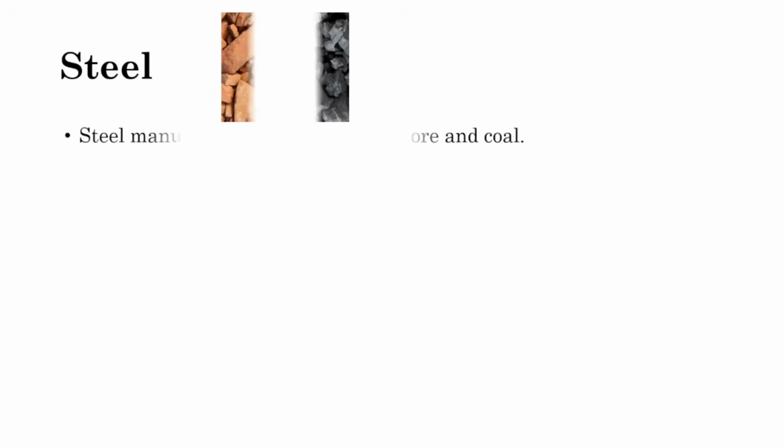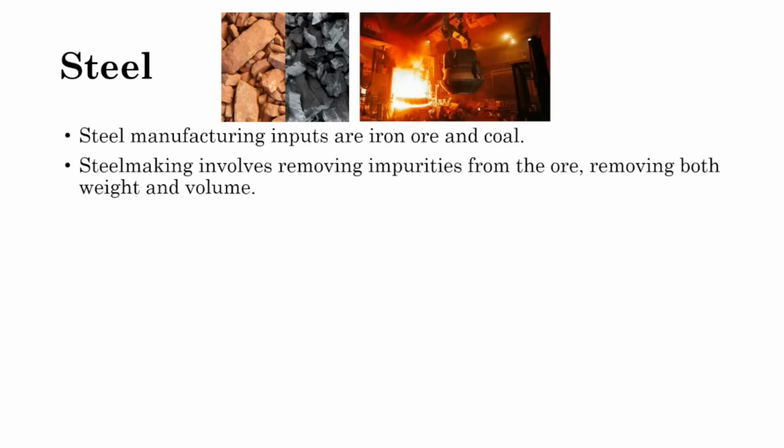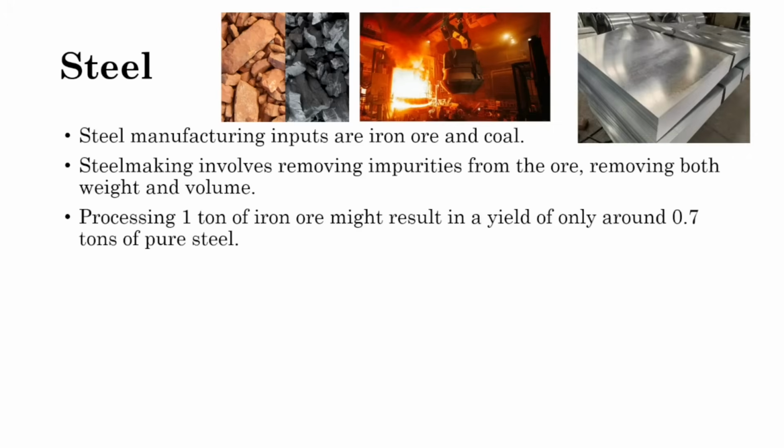Now, moving on to steel, which is not a bulk gaining industry, it's a bulk reducing industry. Steel manufacturing inputs are iron ore and coal. These are pretty heavy. Steel making, which is a secondary sector industry, involves removing impurities from the ore. You're taking out weight. You're also making it smaller by reducing the volume. Processing 1 ton of steel results really in about 70% of that. So 0.7 tons of pure steel.